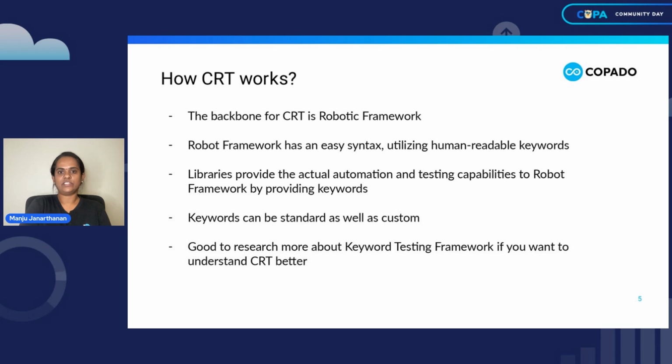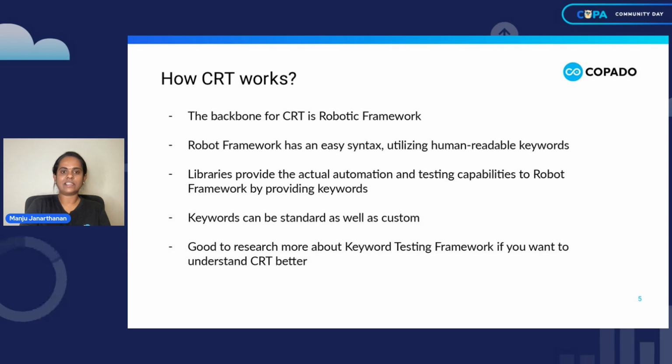This is a very interesting feature, as I've seen. The backbone of CRT is the Robot Framework. Robot Framework is an open source framework, and the main function there is keywords. It is a keyword testing framework. There are a lot of libraries which provide the actual implementation and testing capabilities to Robot Framework through these keywords. For example, Click Text is a keyword, and there is a handful of code written in the back end for what this Click Text needs to do.